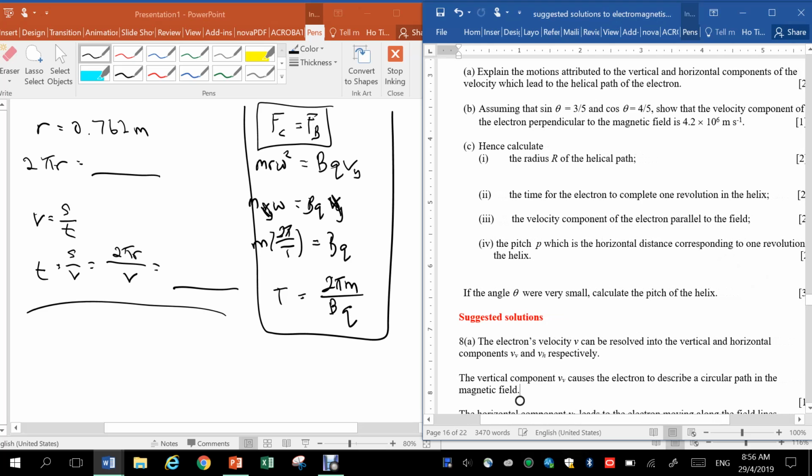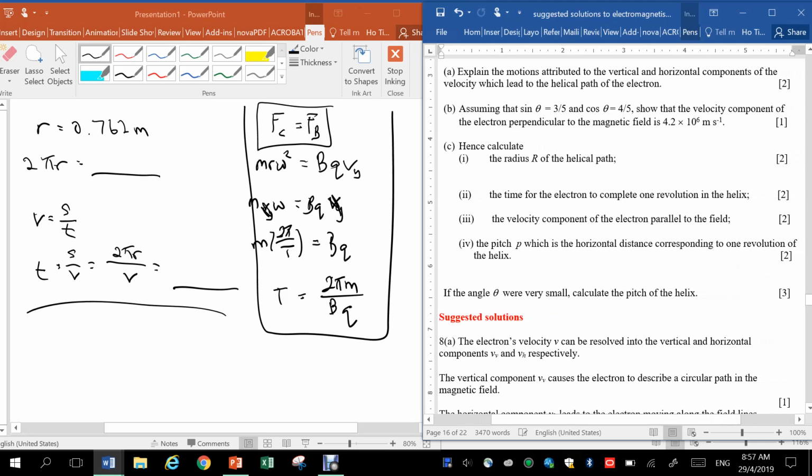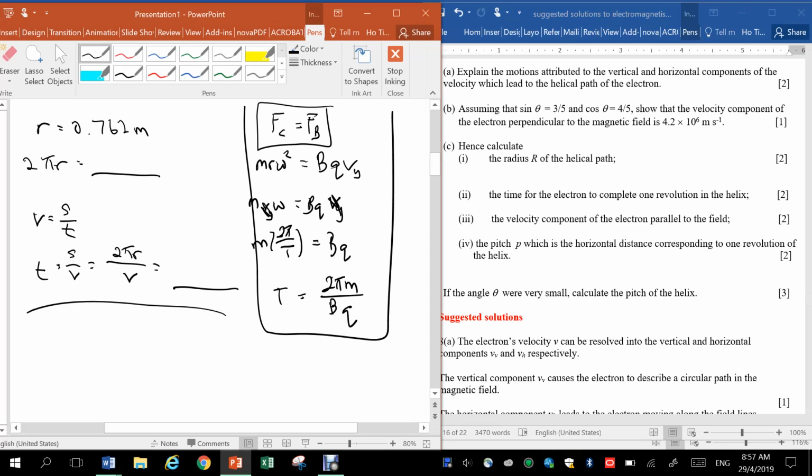C part 3, what's the question? The velocity component parallel to the field. That's a free 2 marks given to you, because even if you couldn't do C part B, you know that this is 7. They already told you that the vertical component is 4.2 times 10 to the power of 6. Using Pythagoras, you can even get this.